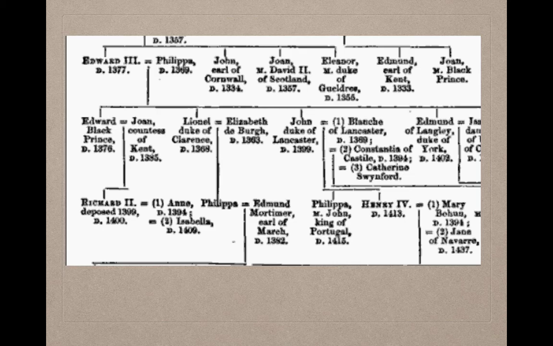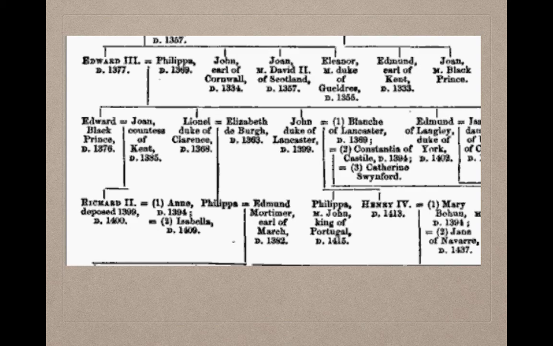Dies in 1377. But his son, Richard, is put on the throne as part of the sort of British system of primogeniture. So even though Edward has brothers, Lionel, John, Edmund, etc., who are probably older and more suited to reign, Richard is the eldest son of the eldest son, and therefore he gets to be put on the throne.